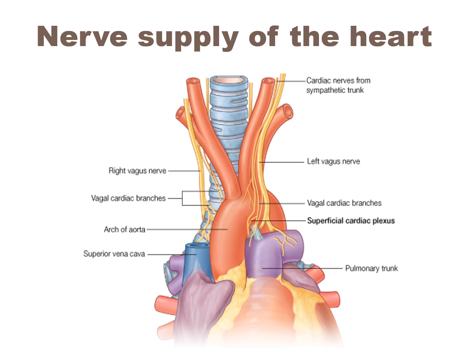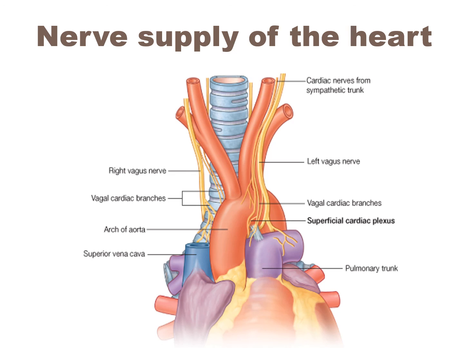The plexus consists of two parts, superficial and deep. So it has two parts: the superficial cardiac plexus and the deep cardiac plexus. Where is the superficial cardiac plexus? Between the arch of the aorta and in front of the right pulmonary artery. The superficial cardiac plexus lies between the arch of the aorta and the pulmonary artery.